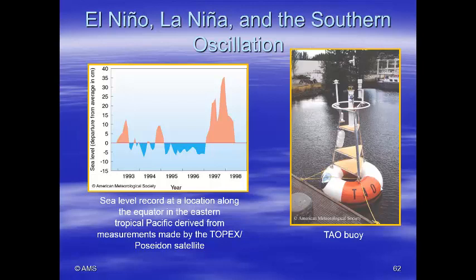So we see the sea level record at a location along the equator in the eastern tropical Pacific derived from measurements made by TOPEX/Poseidon satellites. And we also see a picture of one of the buoys that were used.